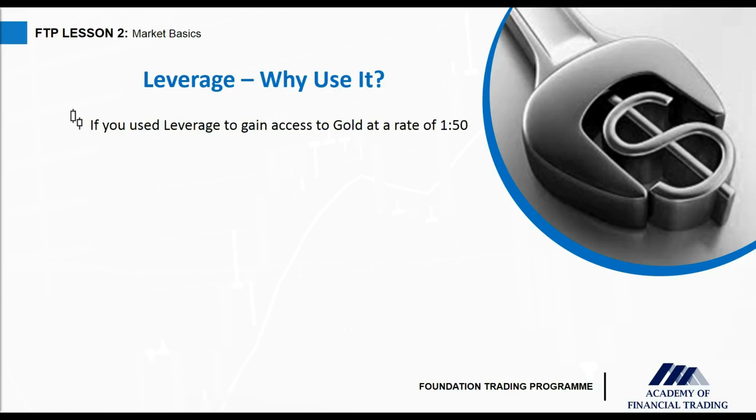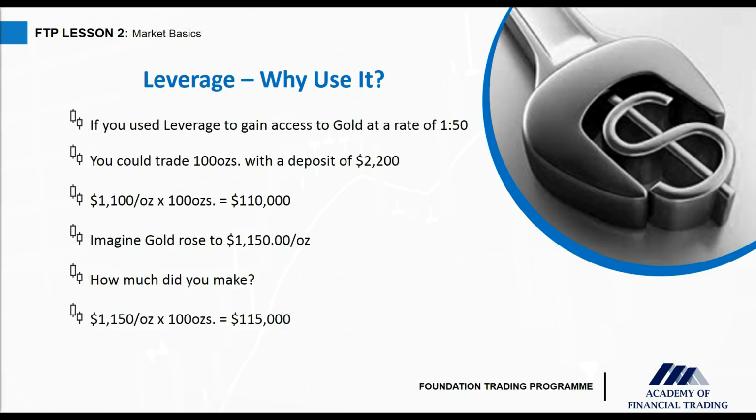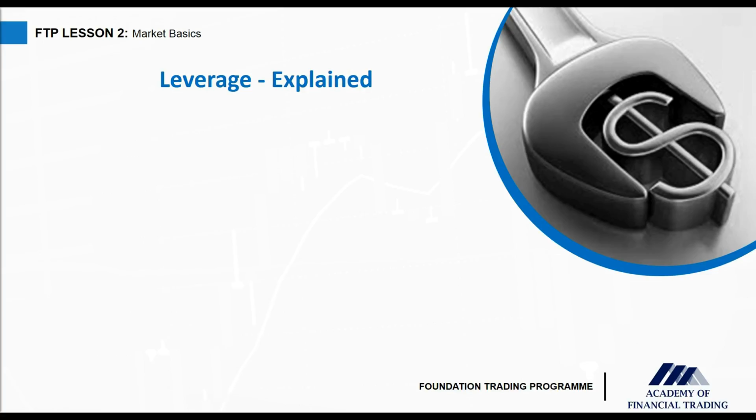So let's say we used leverage to gain access to gold at a rate of 1 to 50. So we can trade 100 ounces with a deposit of 2,200. So again, 1,100 per ounce by 100 ounces gets us $110,000 worth of gold. Now gold rises to $1,150 an ounce. How much did you make? Okay. Again, just rough figures here. I'm not expecting you to do all this maths perfectly in your head, but it's 1,150 by 100 ounces, which is $115,000, which gives us $5,000 in profit. Now, that's going to get you a much nicer plane seat than the original $200, and that's why we like to trade with leverage. So, leverage allows the trader to have a greater buying and selling power.